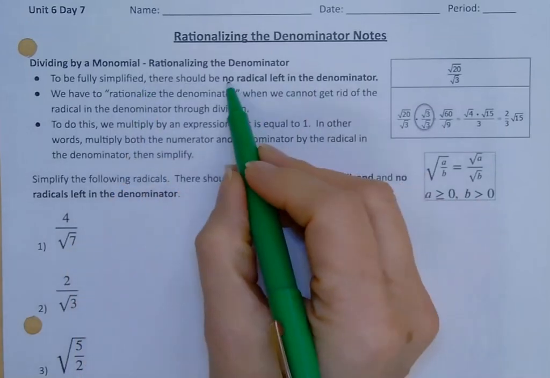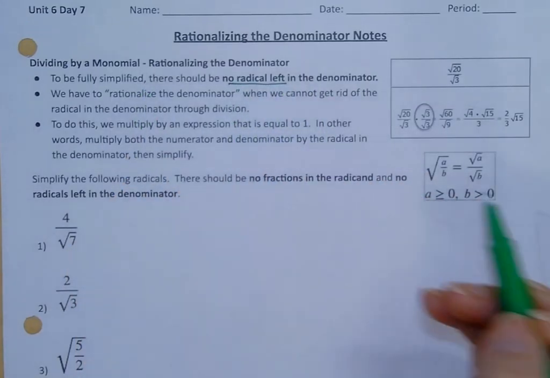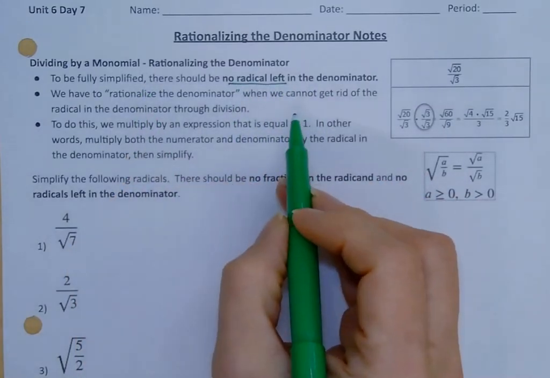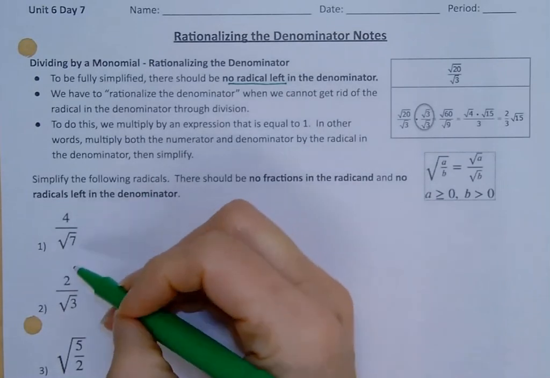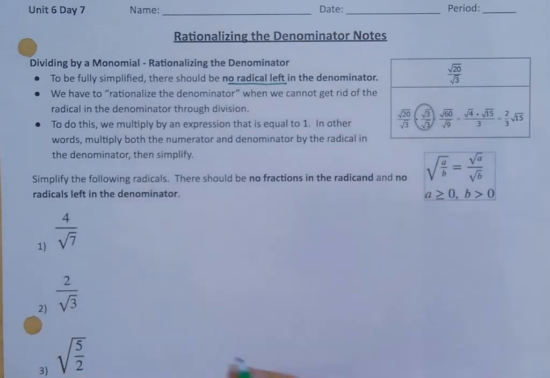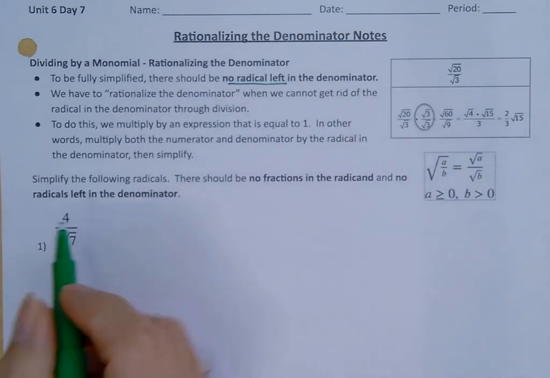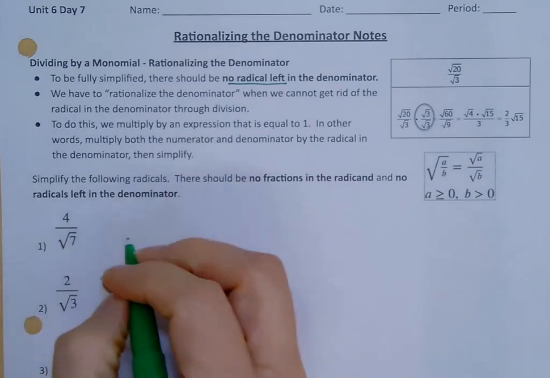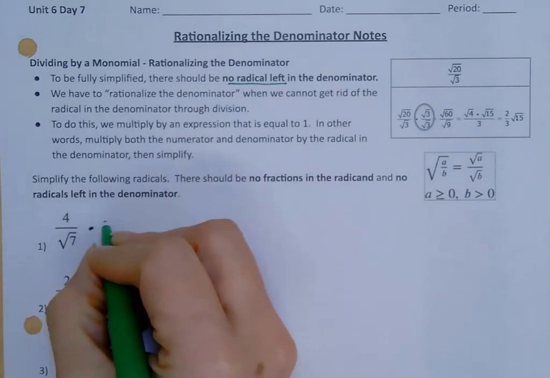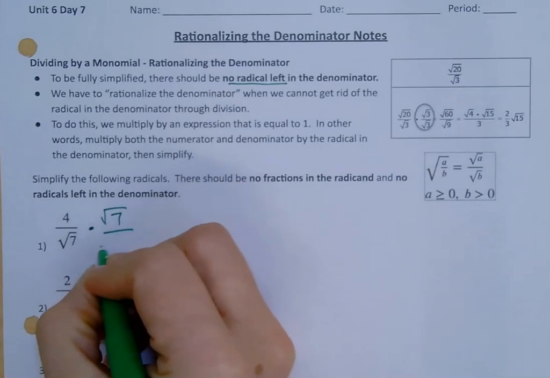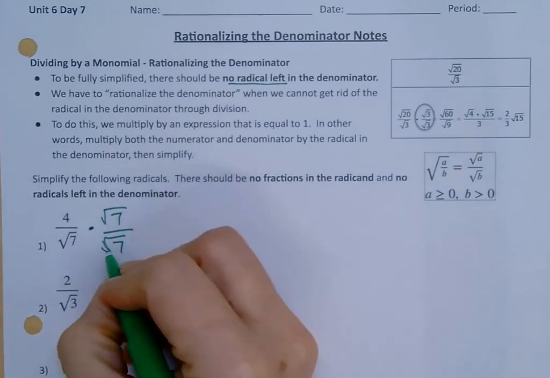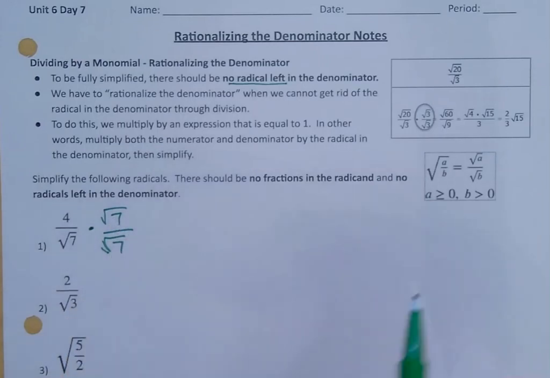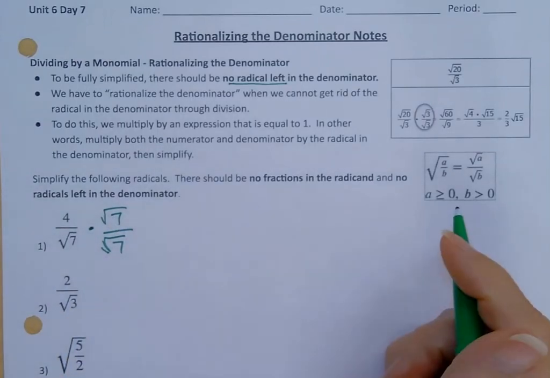All right, that is part of what we have to do if we want to fully simplify an expression. Okay, so there's going to be no radical in the denominator, and we are going to multiply by 1, basically, but we're going to multiply it by a fraction that changes what our numbers look like. Okay, so watch this. 4 over the square root of 7, I'm just going to do this first problem and get us to the answer, and then we'll think about how that works for the rest of the problems as well.